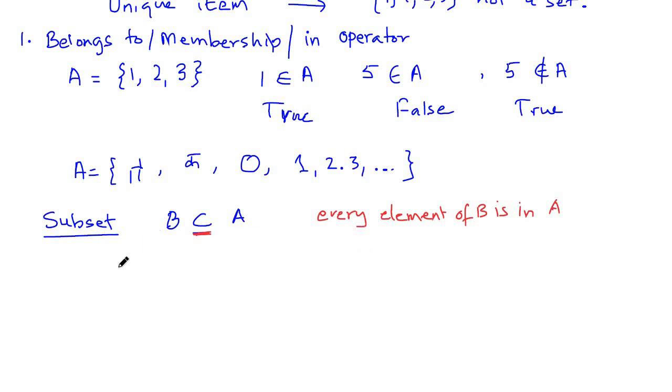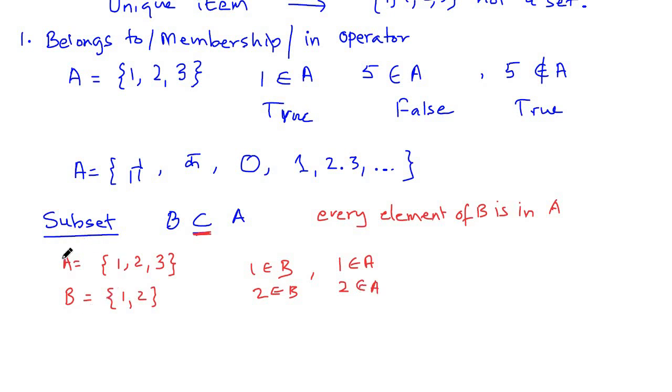So consider this one. Let's say this is set A with 1, 2, 3, and the set B is 1, 2. 1 is in B and 1 is in A. 2 is in B, so 2 is in A also. So all the elements that are in B are also in A, and that's why we say that B is a subset of A.